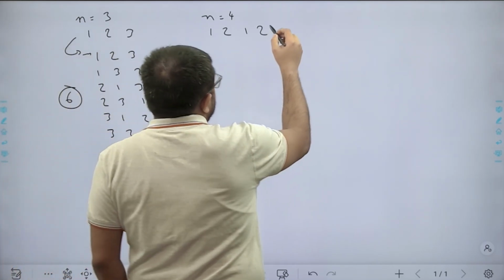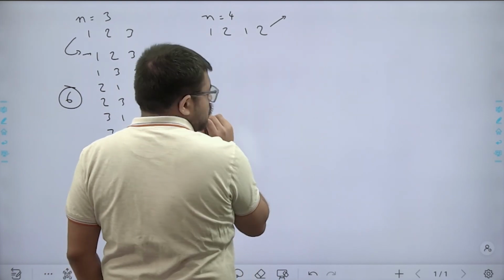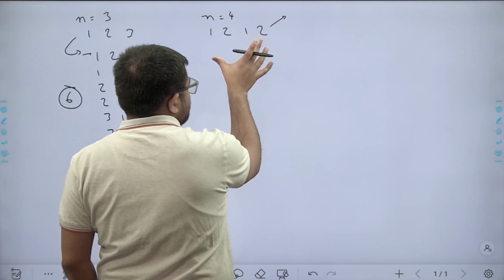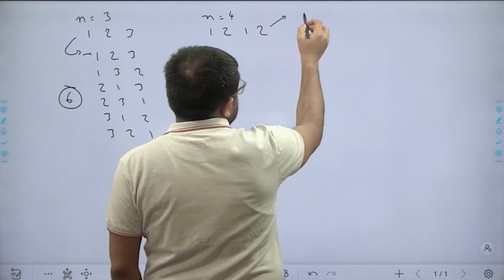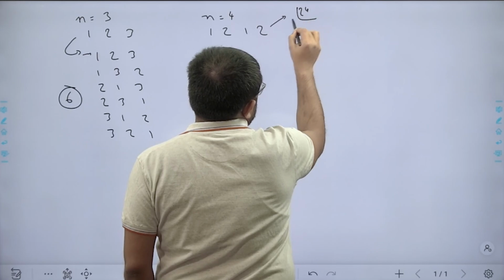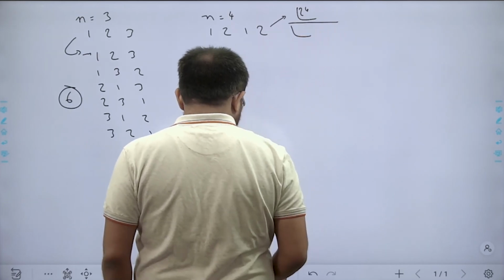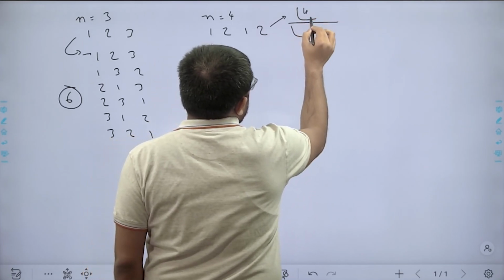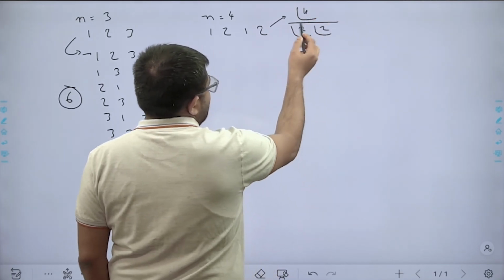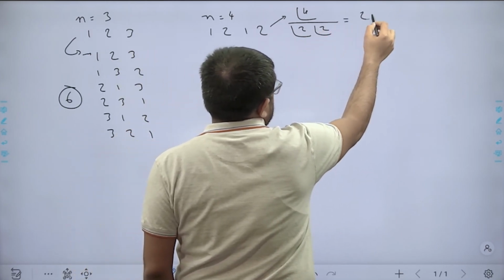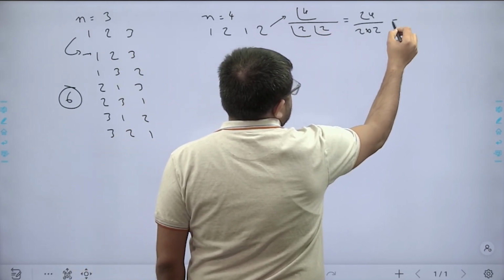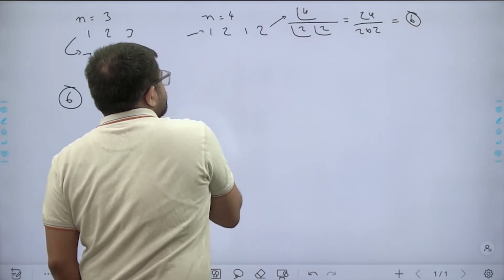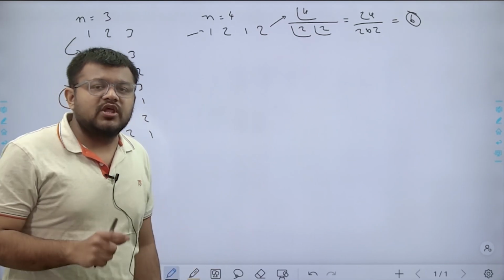But here if you look, there are two 1s and two 2s. So overall for 4 elements there can be factorial 4, that is 24 permutations. But since there are 2 elements repeating, the total number of permutations would be factorial 4 divided by factorial 2 into factorial 2. Why? Because these are the repetitions. So that is 24 divided by 2 into 2, that is nothing but 6 unique permutations. So here there will be only 6 unique permutations. That's why they have used the word unique.